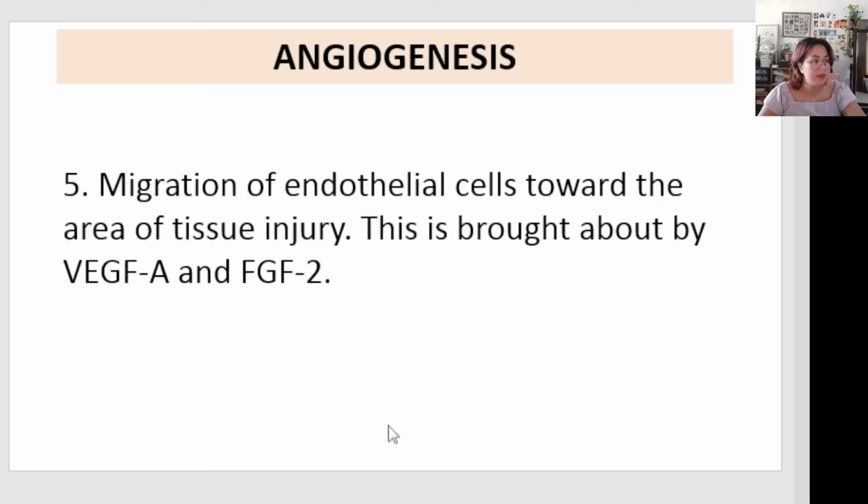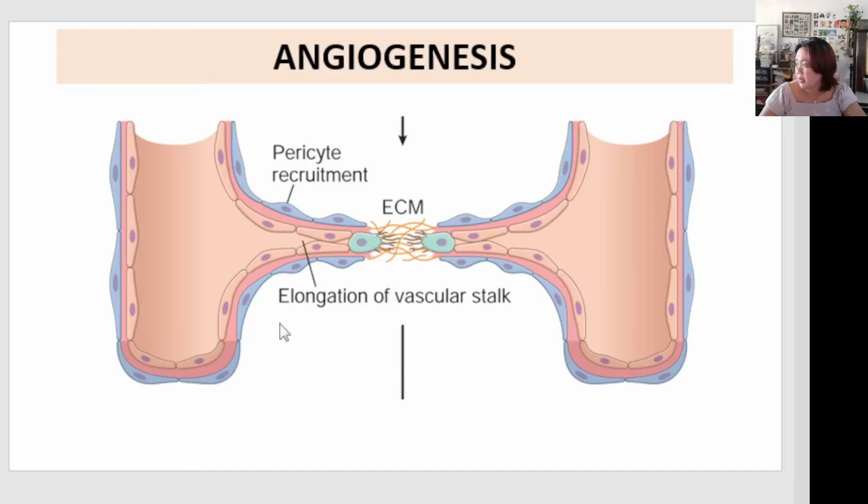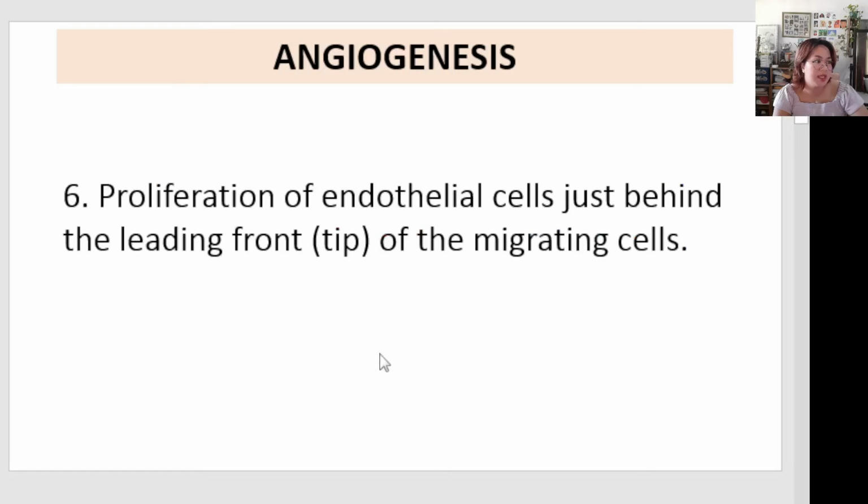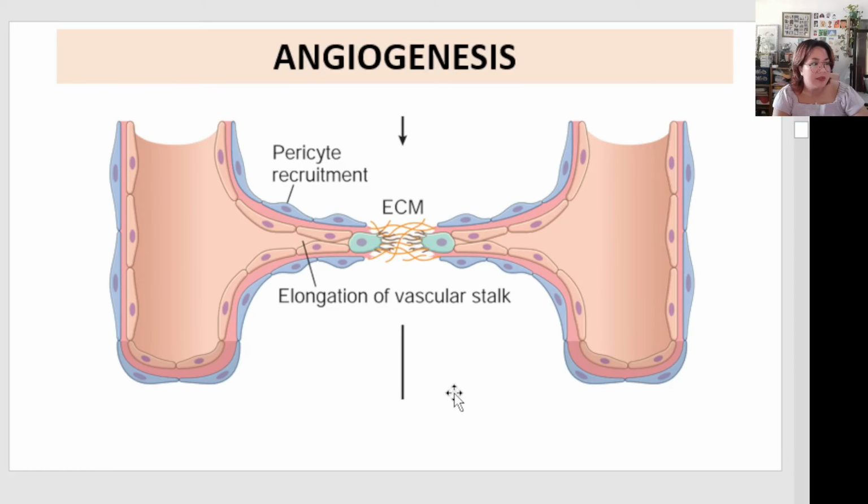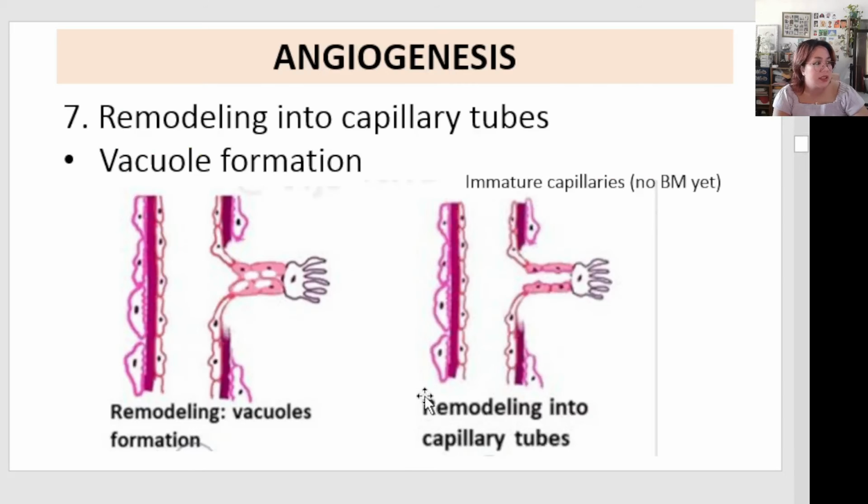The fifth step is the migration of endothelial cells toward the area of tissue injury, resulting in the elongation of the stalk. This is brought about by the VEGFA and FGF2. So, the elongation is also assisted by various matrix metalloproteinases which cleave the extracellular membrane. So, the sixth step is the proliferation of endothelial cells just behind the leading front or tip of the migrating cells. And the seventh step is the remodeling into capillary tubes, which takes place after proliferation of endothelial cells.